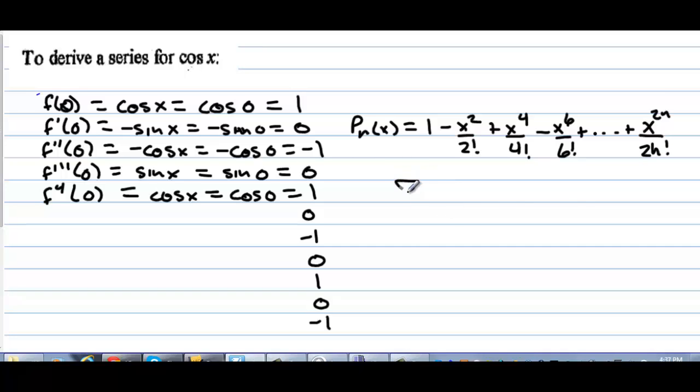We can write that as an infinite series. We can go n equals 0 to infinity of x to the 2n over 2n factorial. Cosine converges on all reals as well.